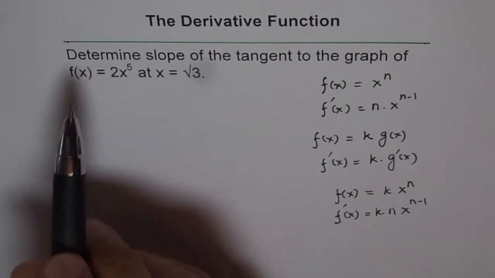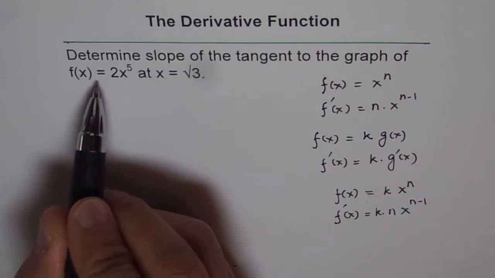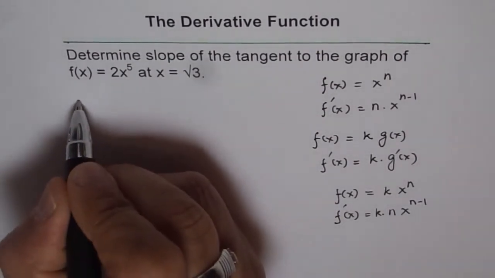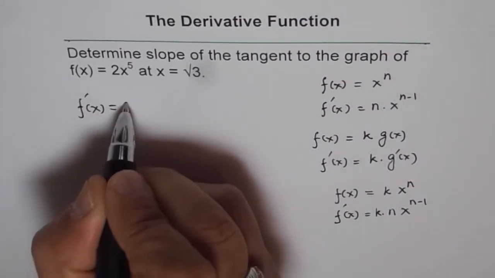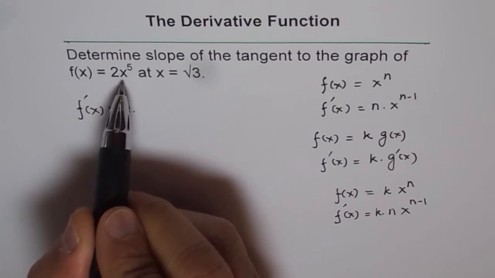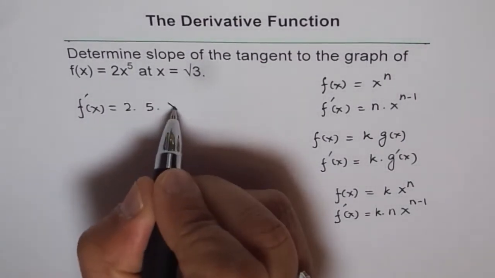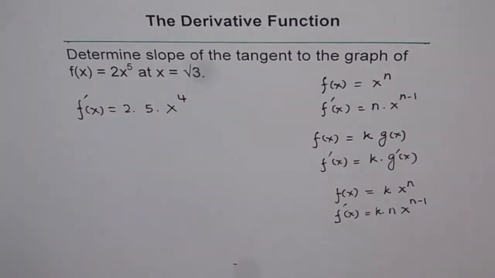So the question is, determine the slope of the tangent to the graph of f of x equals 2 times x to the power of 5. So now from the rule, f dash of x is equal to, that's the constant, 2, and the derivative of x to the power of 5 is 5 times x to the power of 5 minus 1, that is 4. Perfect. So that is the derivative of this function at any given point.